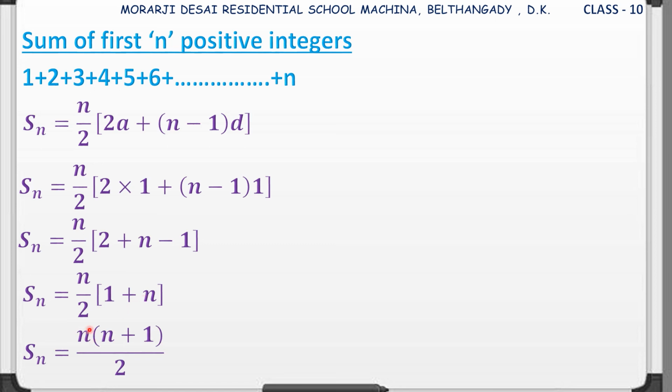So Sn is equal to n into (n plus 1) by 2 is the formula to find the sum of the first n positive integers. This formula is used only when the AP starts with 1 and the common difference is also 1. In that case, we have to use this formula. This formula is used only to find the sum of the first n positive integers. Sn is equal to n into (n plus 1) by 2.